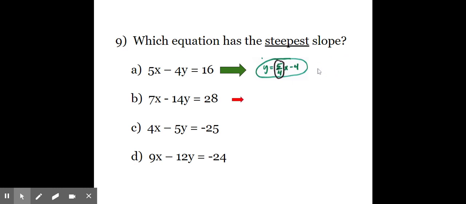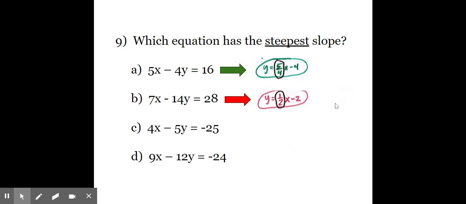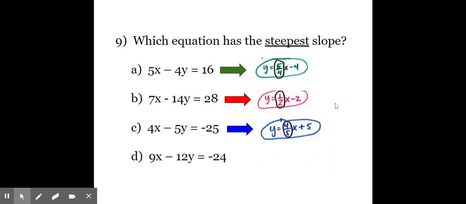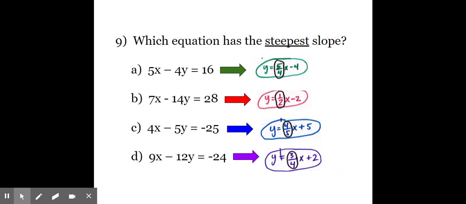I'm going to do the same thing for the next one. I'm going to take that equation in standard form, convert it just by solving for y, and I get the slope. Doing the same thing for the third one, converting that equation. It's in standard form. I convert it, and I nicely can see the slope. And then the last one, same thing too. I'm going to solve it for y and convert it, and I get y equals 3/4 x plus 2.